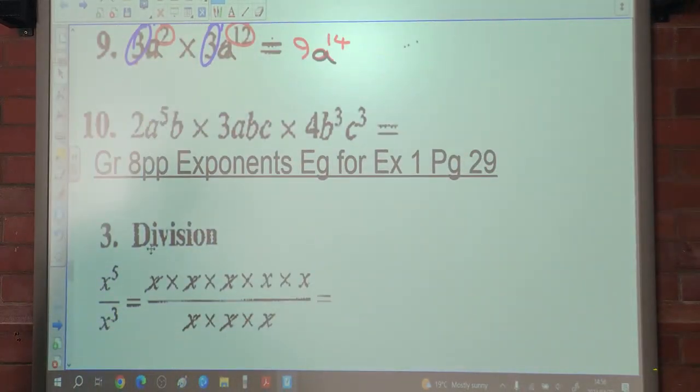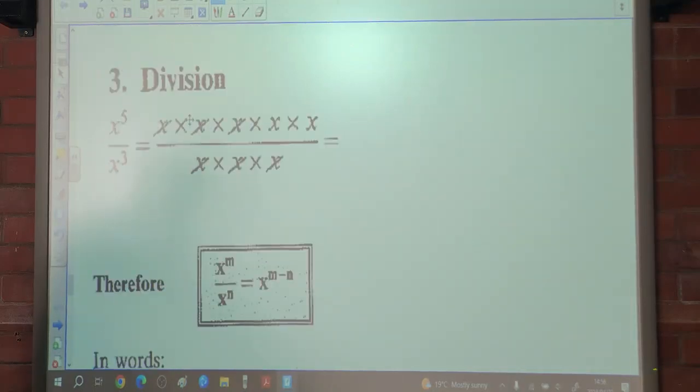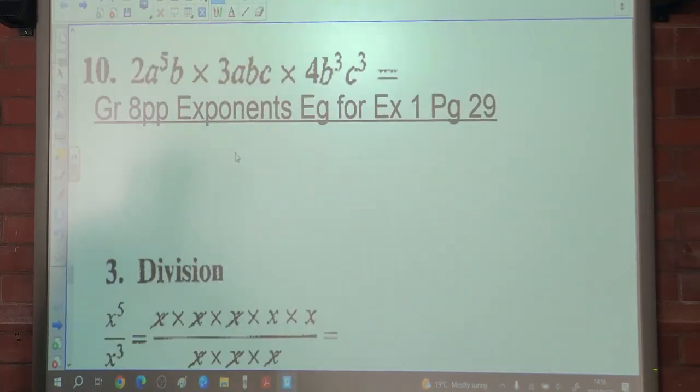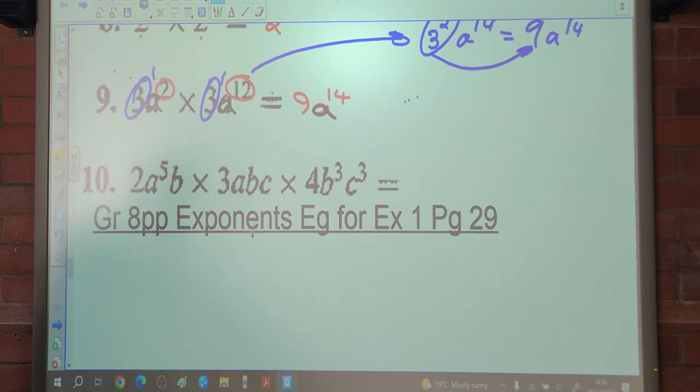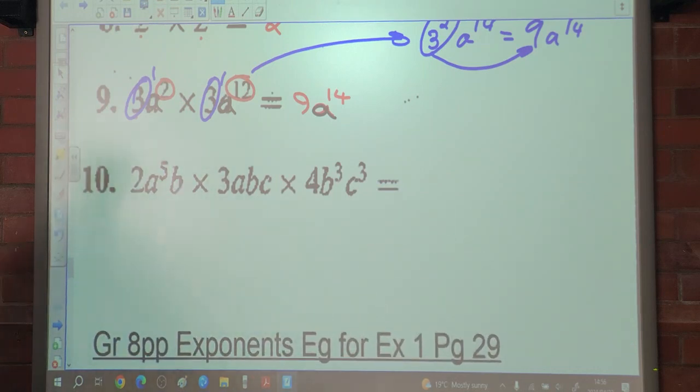The last one, before we go into division in our next lesson. You got 2a5b times 3abc times 4b cubed c cubed. Do that one quickly.